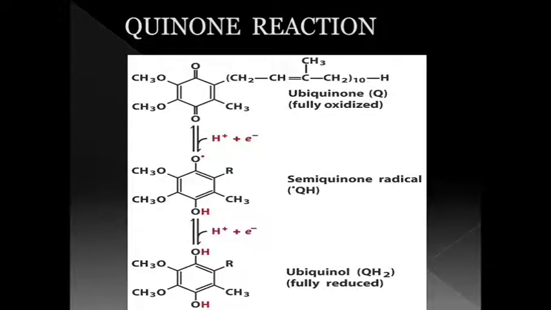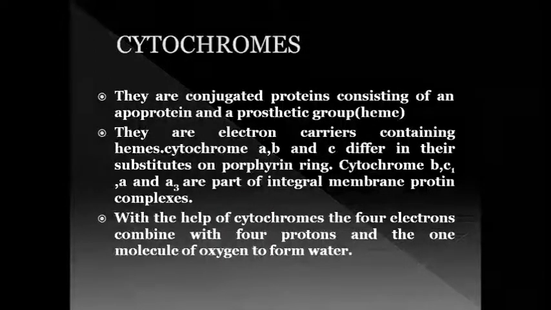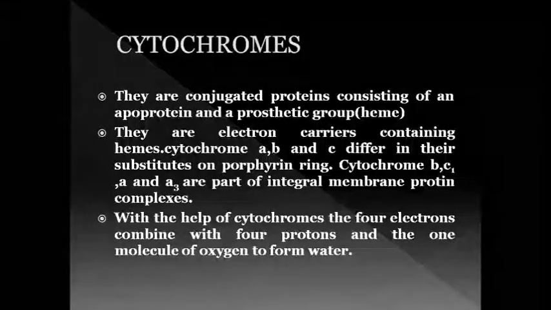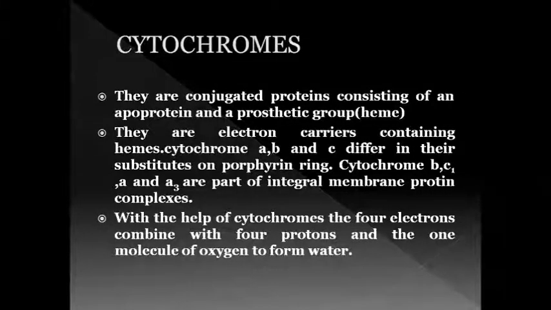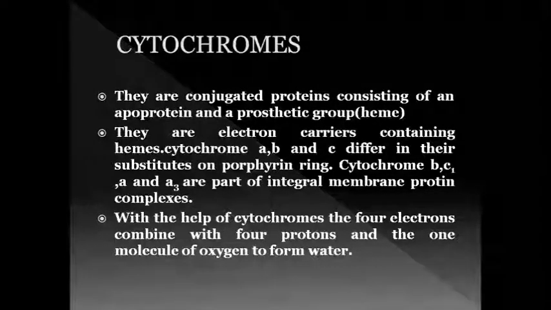The next component is cytochromes. Cytochromes are conjugated proteins consisting of an apoprotein and heme group. They have one or more prosthetic groups derived from heme, a cyclotetrapyrrole ring with an atom of iron chelating within the ring system. This chelated iron is found in the center of the tetrapyrrole ring.